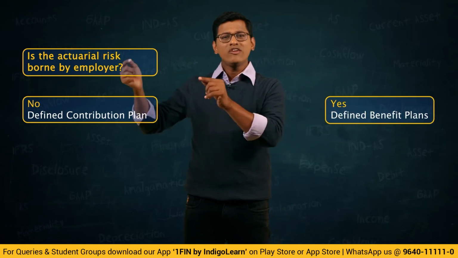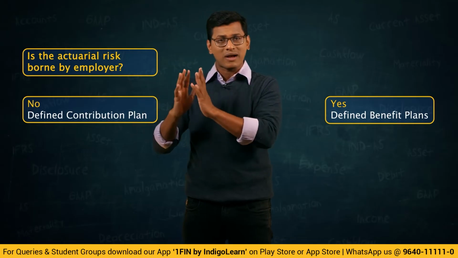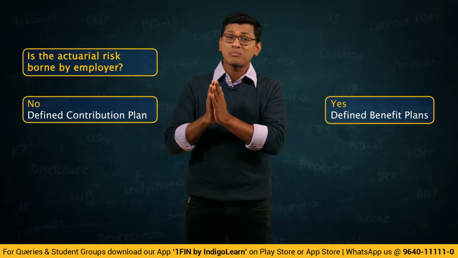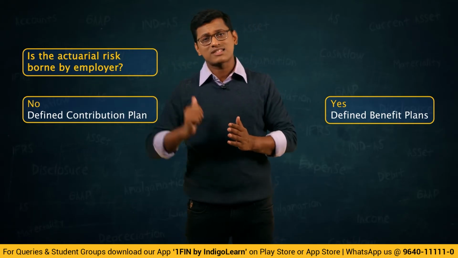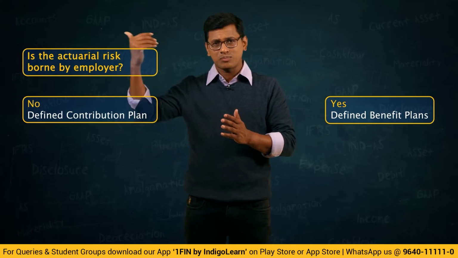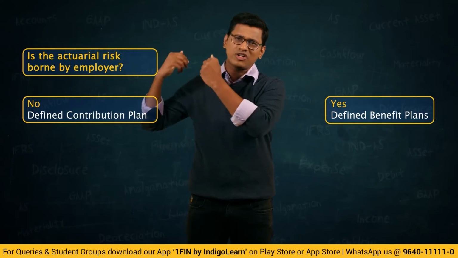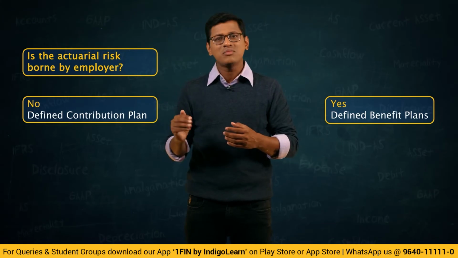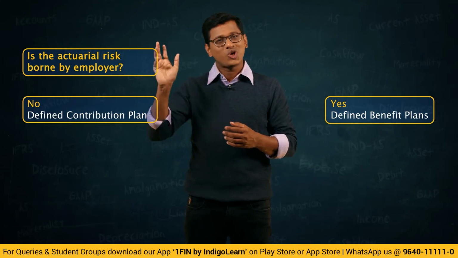Right. Now, when these are defined contribution plans, the amounts that are payable within 12 months, the amounts which are payable to that particular fund, external fund or insurance company within 12 months, that portion should not be discounted.